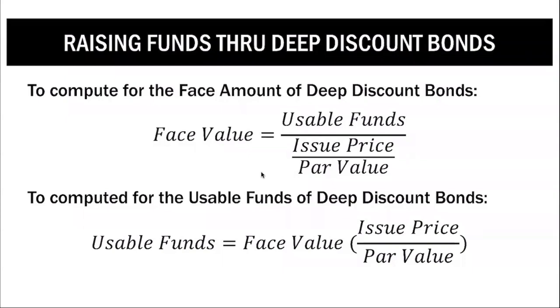Now, we talk about how do we raise funds through deep discount bonds. To raise funds through deep discount bonds, we compute for the face amount of the discount bonds that is equal to your usable funds divided by your issue price all over your par value. To compute for the usable funds, that is equal to your face value, issue price all over par value. So this is most likely your face value multiplied by your discount rate. Discount rate is to be computed at issue price divided by par value.